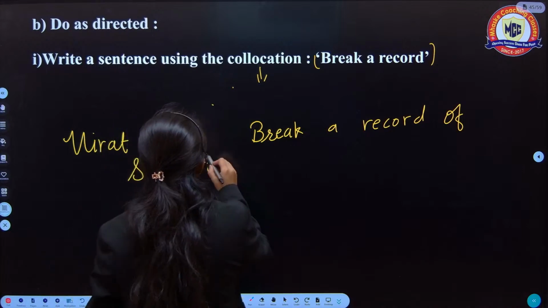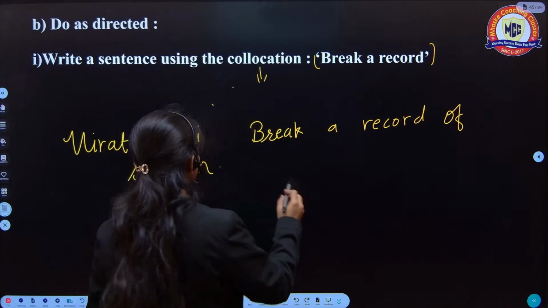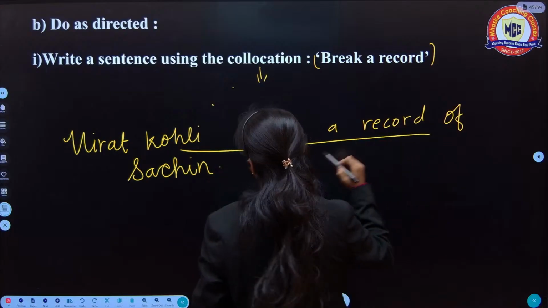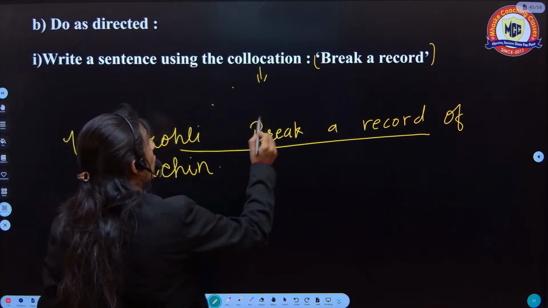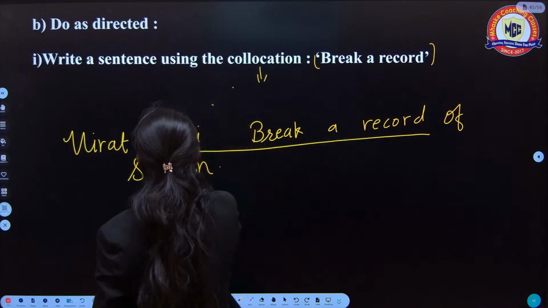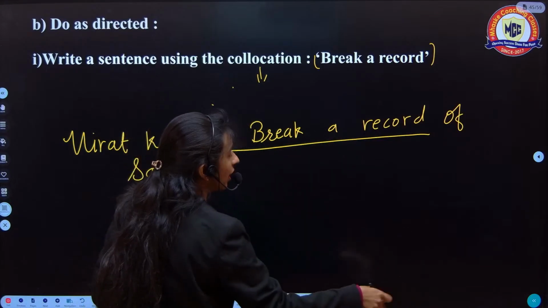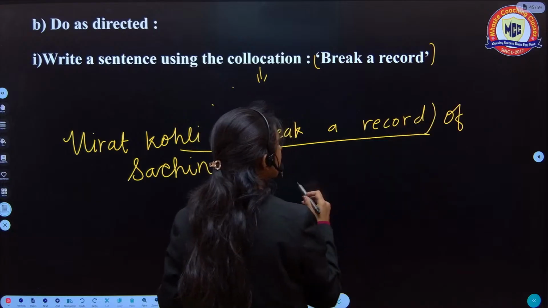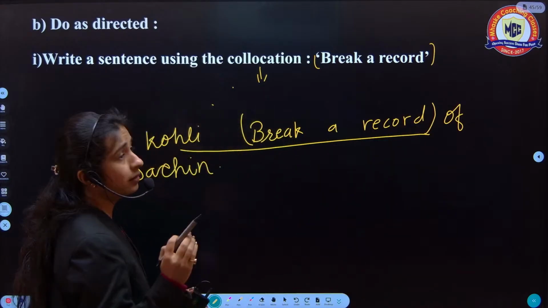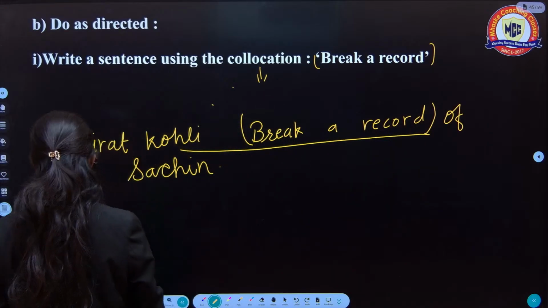So it has to be a meaningful sentence. Virat Kohli broke a record of Sachin Tendulkar. This is how you will use the whole phrase. You will not use break in between and record afterwards. No, you have to make sure that you are not breaking this. You are using break a record in a sentence. Clear? Next.